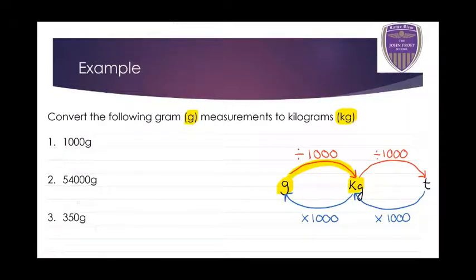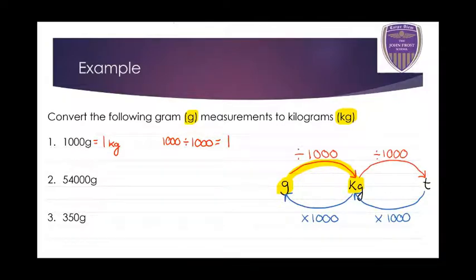So to do grams to kilograms, I have to divide by 1,000, okay? So if I've got 1,000 grams, to change it to kilos, I need to do 1,000 divided by 1,000. 1,000 divided by 1,000 is 1. So therefore, 1,000 grams equals 1 kilogram. Well, we already knew that was in the list I gave you earlier on, okay? But that's how you would work it out, okay?